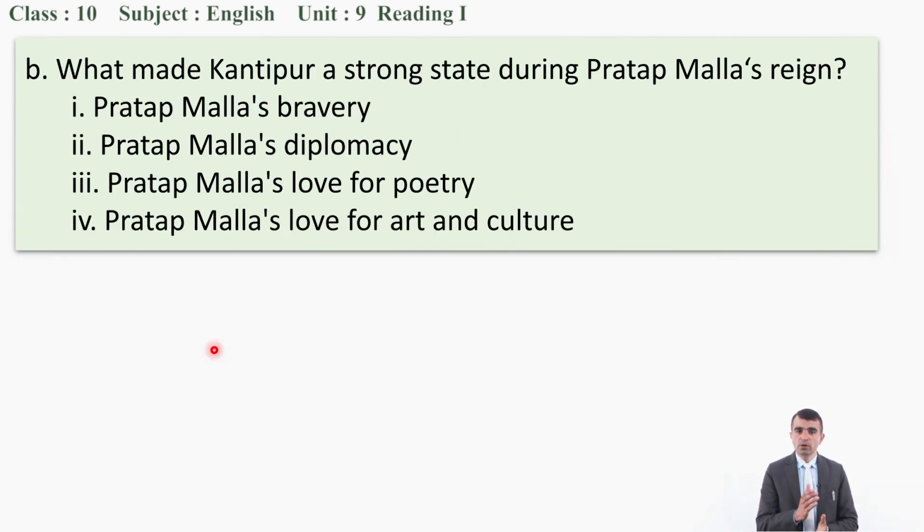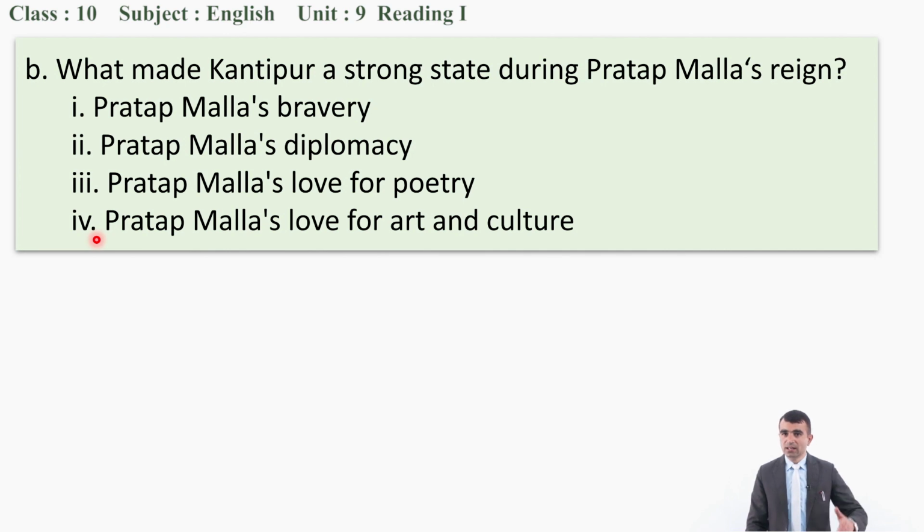Okay. Well, question B. What made Kantipur a strong state during Pratap Malla's reign? Well, answers are 1. Pratap Malla's bravery. Next, Pratap Malla's diplomacy. Diplomacy means tactfulness, cleverness. 3. Pratap Malla's love for poetry. And 4. Pratap Malla's love for art and culture. Which one is the right answer?